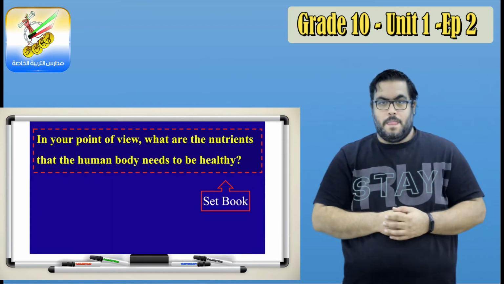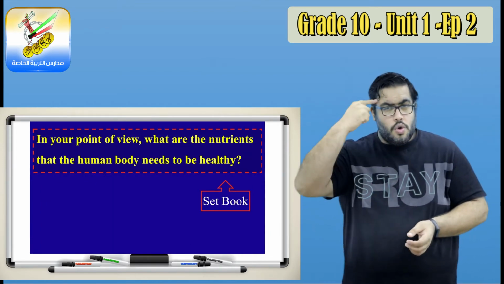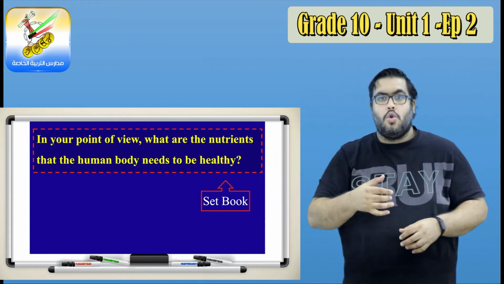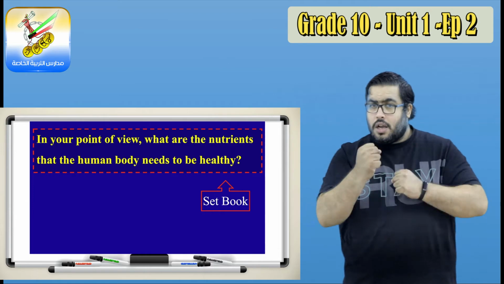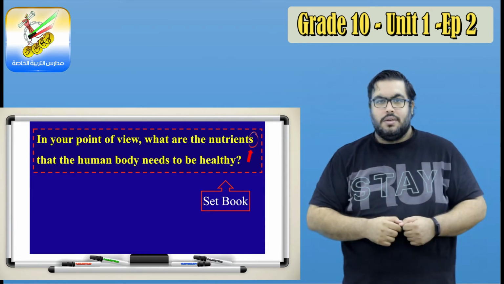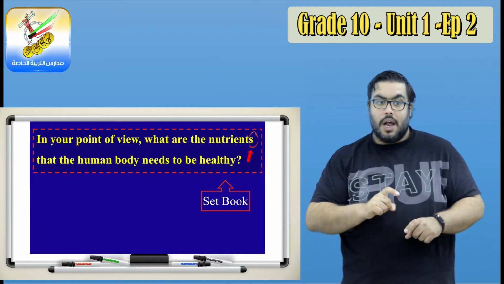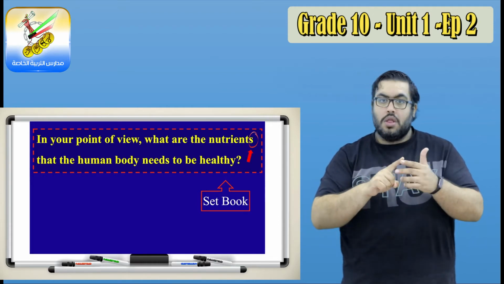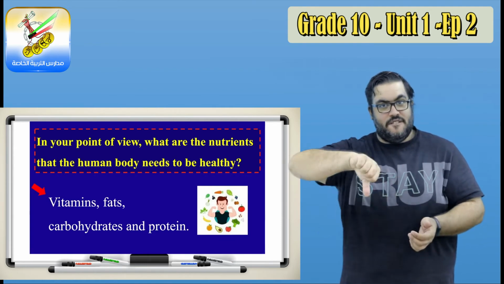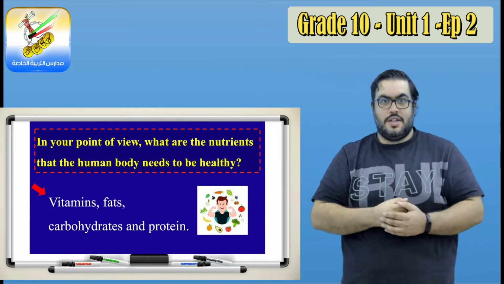In your point of view, what are the nutrients that the human body needs to be healthy? Is it only carbs? Or is it only protein? Again, it's asking us for multiple nutrients. So we have vitamins, fats, carbohydrates, and protein.